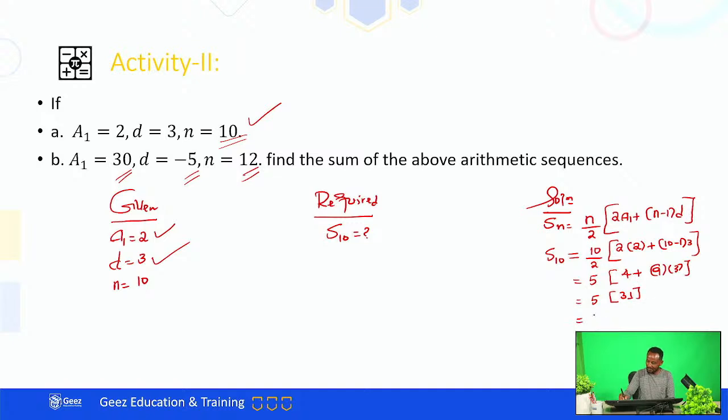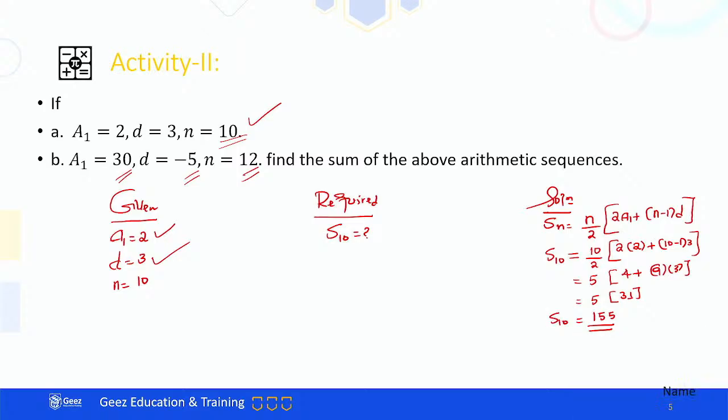So all together, who is this? The sum of the first 10 terms of an arithmetic sequence in which its first term is 2, common difference is 3, and the sum of the first 10 terms based on this information.